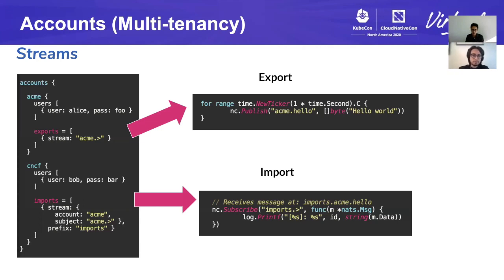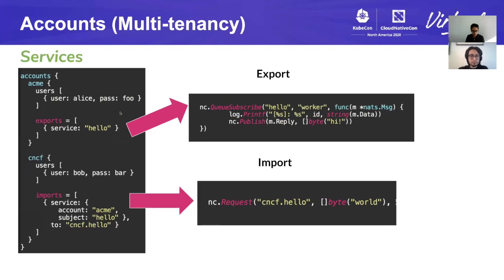It is multi-tenant because each one of the services or streams will belong to an account, and all of them will have a different subject namespace that will not overlap with each other. That makes it very flexible to give different teams their own namespace or account for sending messages, and then discuss among them which services or streams they want to expose to other accounts. In this case, we have ACME and CNCF. They are exporting and importing services from each other. And if you subscribe to imports greater than, you can receive all the messages that it is exporting from the ACME account. And the same with streams.